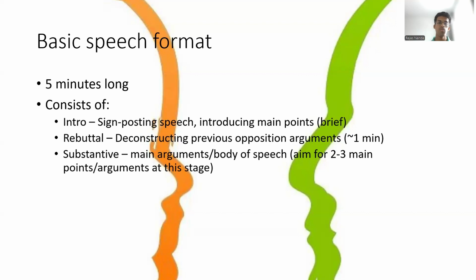Next, what you do is you rebut or deconstruct the opposition's arguments. So let's say you're speaking second in the debate, then whoever spoke before you, it's your job to look at their arguments and try disproving or deconstructing them. So you'll spend about a minute, hopefully, on that. And finally, the main chunk of your speech should be about your own arguments, your side's arguments, and showing why there are more positives that come out if you follow your side of the debate.